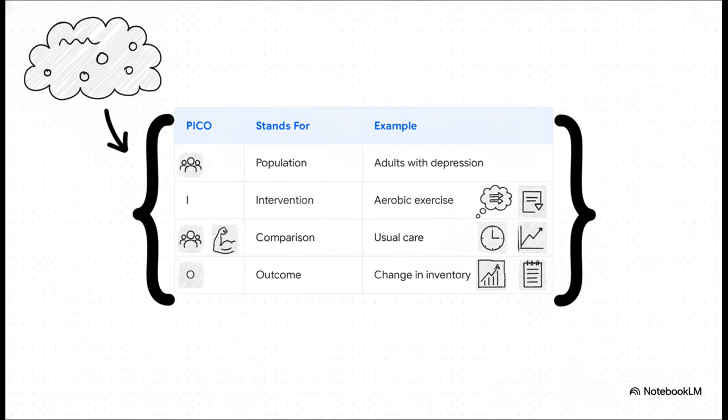PICO stands for Population, Intervention, Comparison, and Outcome. Let's say your initial broad idea was exercise and depression. If you plug that into a database, you're going to get like 40,000 hits. But if you apply PICO, your population becomes adults 18 to 65 with major depression. Your intervention is supervised aerobic exercise. The comparison is usual care. And the outcome you're actually measuring is the change in Beck Depression Inventory. By forcing your mind map's keywords into these 4 buckets, you prevent scope creep right from the very beginning.